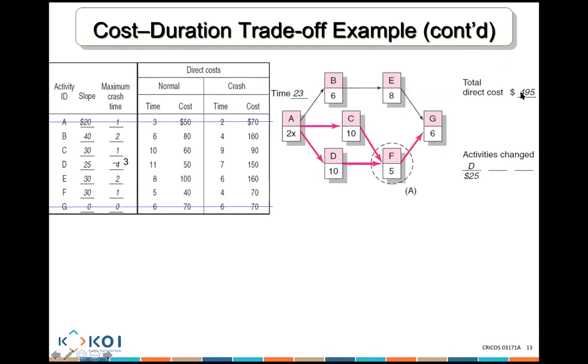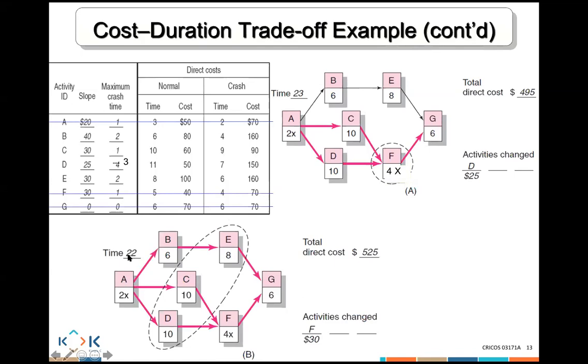So 495 plus 30 equals how much? $525. And 23 days becomes how much? 22. That's 100% correct. So we're crashing F, 1 day only. 5 becomes 4x because we can't crash it anymore. And my new cost is going to be 22 days at a cost of $525.